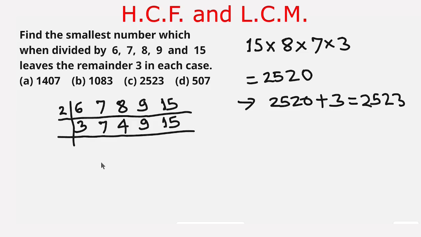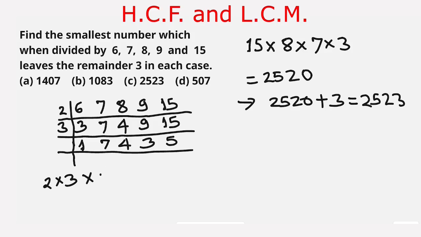Now there are no two numbers divisible by 2, and we go to the next number, which is 3. 3 divides 3 numbers. 3 divides 3 for 1 time. We write 7 as it is. We write 4 as it is. 3 divides 9 for 3 times, and 3 divides 15 for 5 times. Now we don't have any common number in 7, 4, 3 and 5. So our LCM will be 2 multiplied by 3 multiplied by 7 multiplied by 4, multiplied by 3, multiplied by 5.